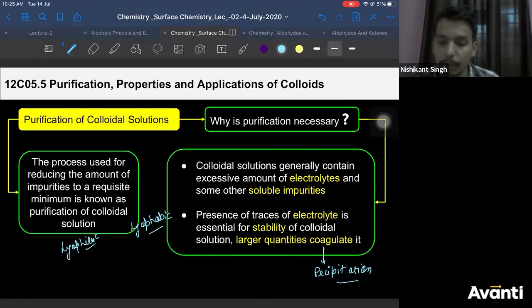Lyophilic and lyophobic. Which of these two were stable? Which lumps are created? Correct. Which of these two were stable? What did we study?